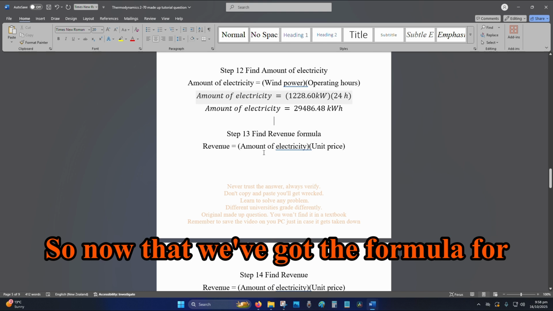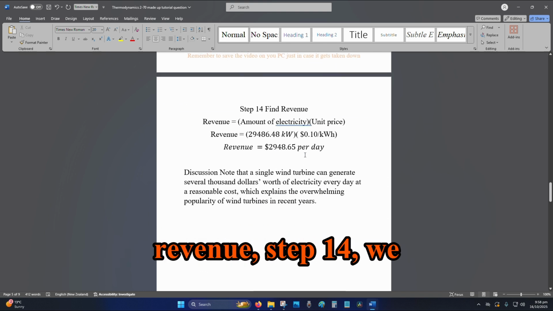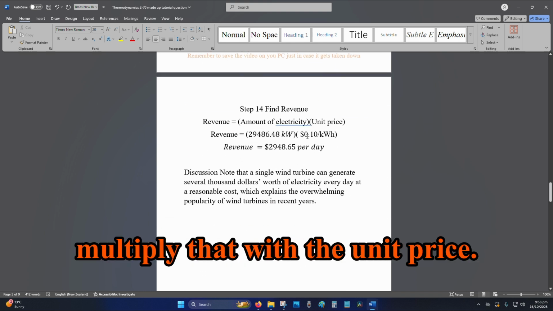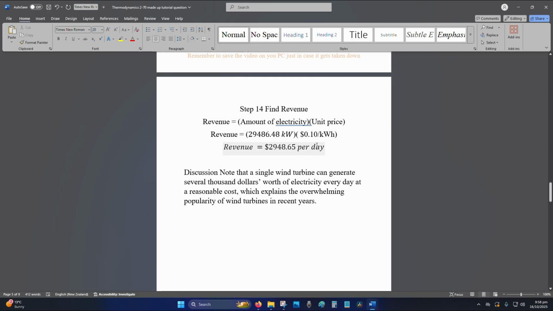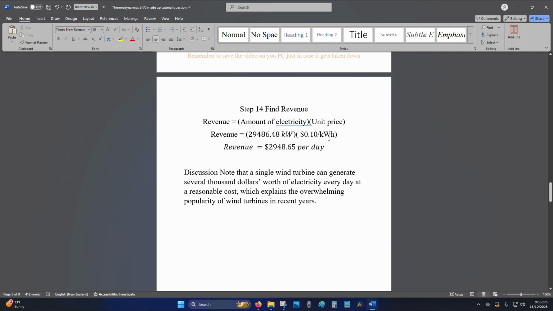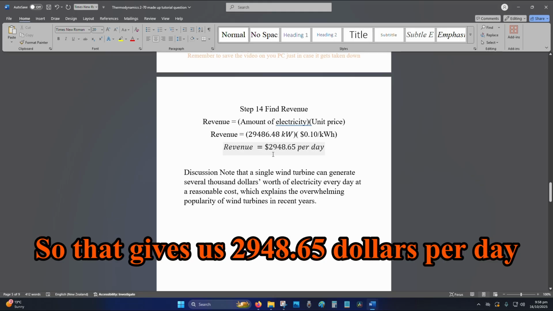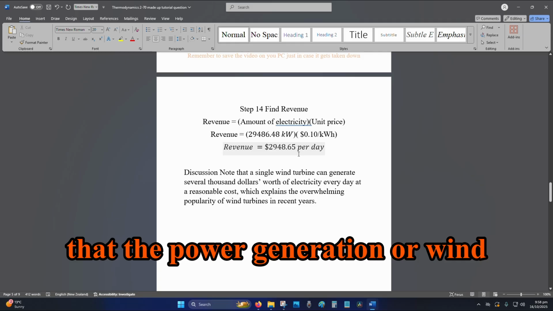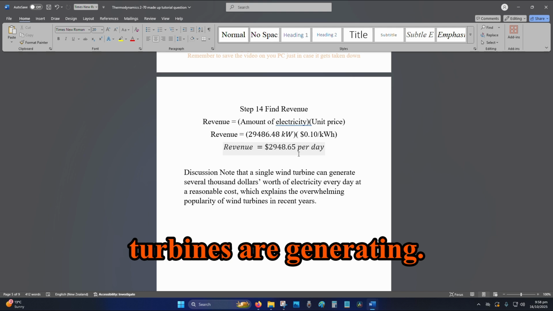So now that we've got the formula for revenue, step 14, we multiply that with the unit price. So 10 cents per kilowatt hour. So that gives us $2,948.65 per day that the power generation or wind turbines are generating.